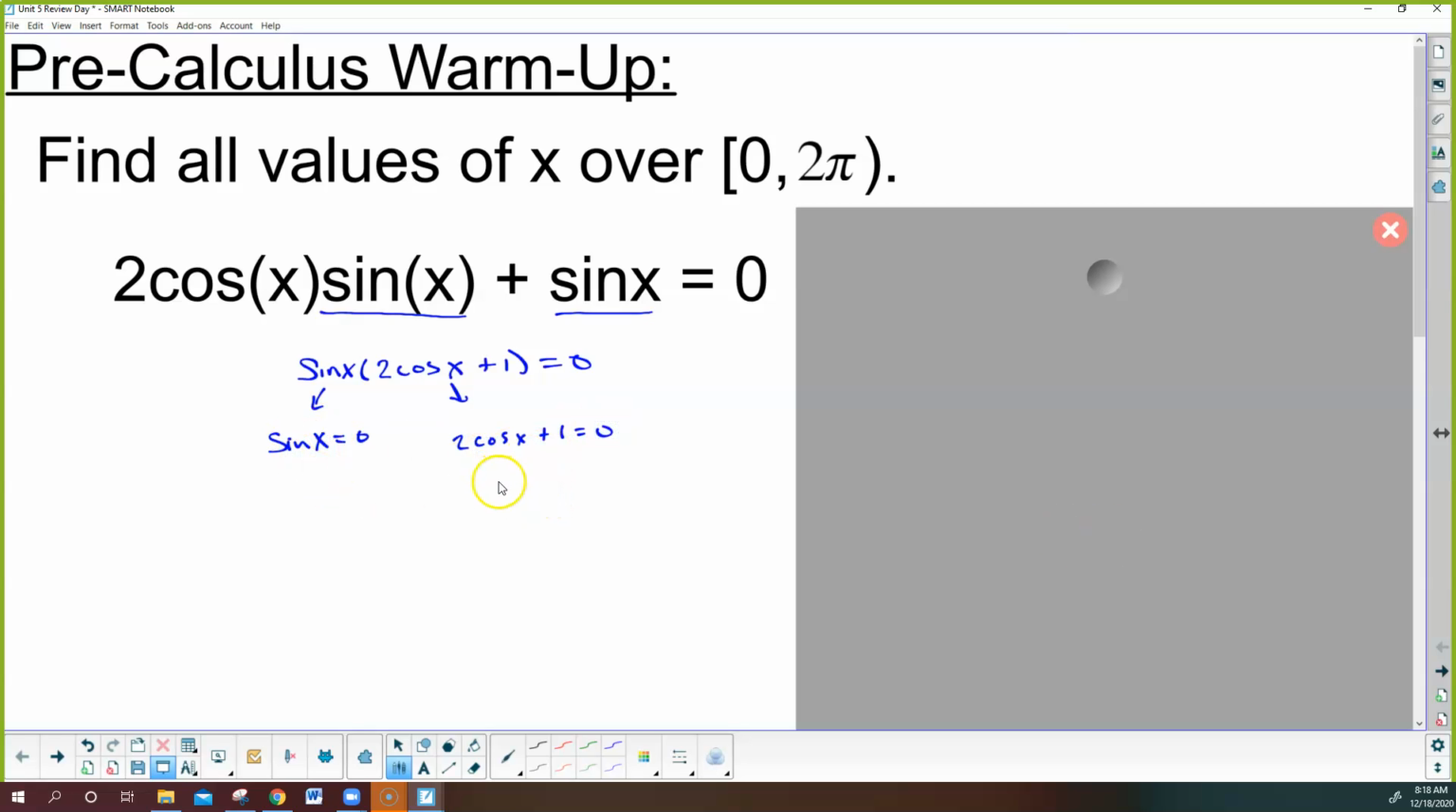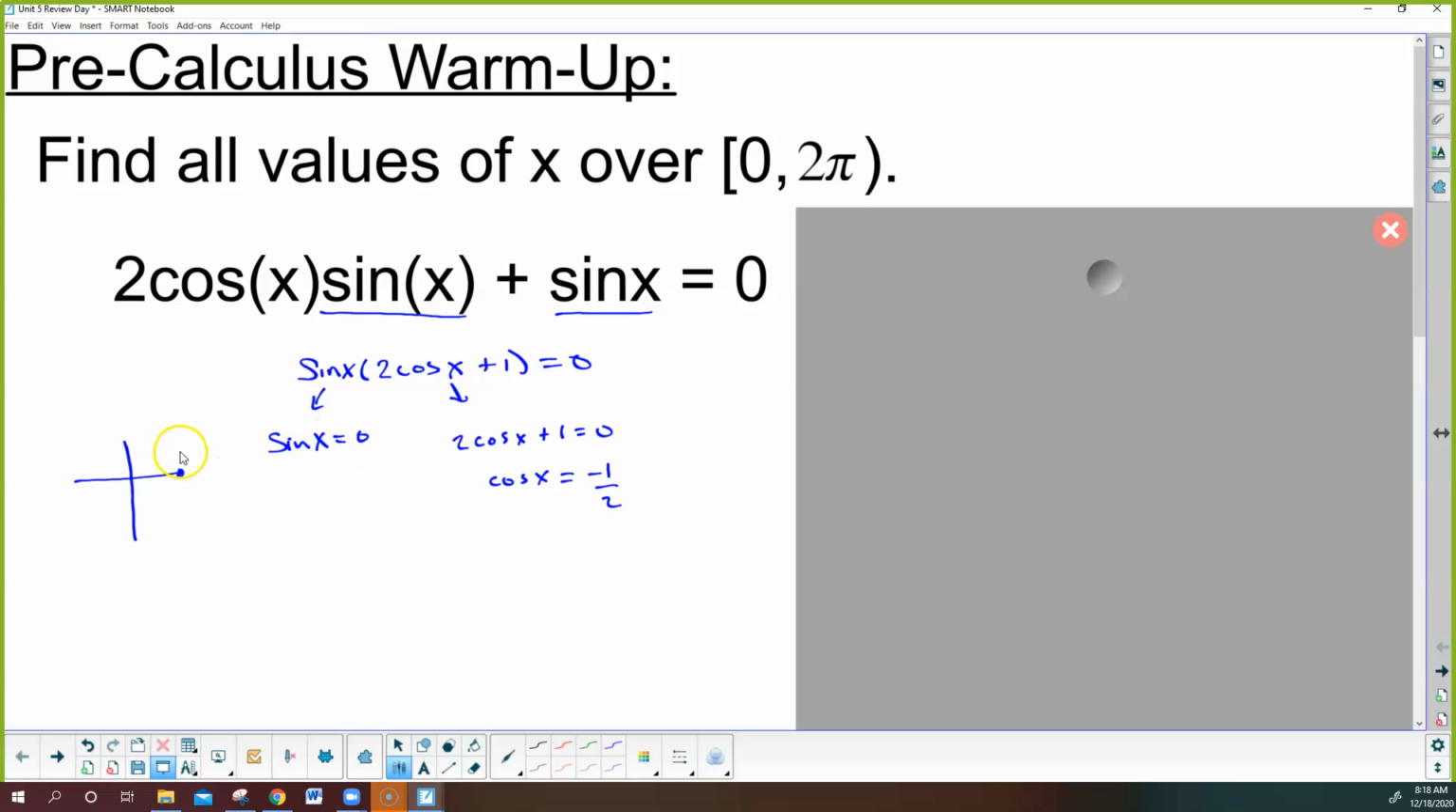And then we have to solve. And if I subtract 1 over here and then divide by 2, I get 2 options. And we've talked about this one quite often, sine of x equals 0. That should be really friendly and quick, but we didn't really do a lot with solving when it's not on one of those quadrantal angles. So I'm going to just solve this really quick.